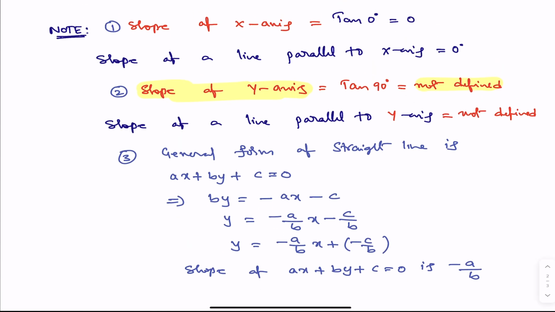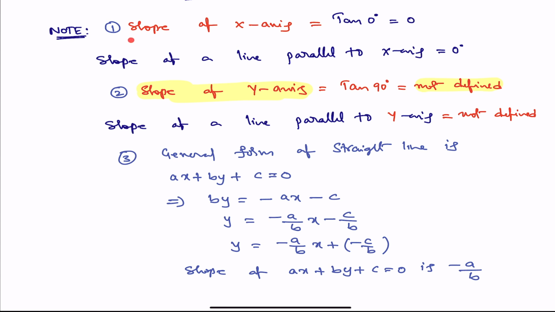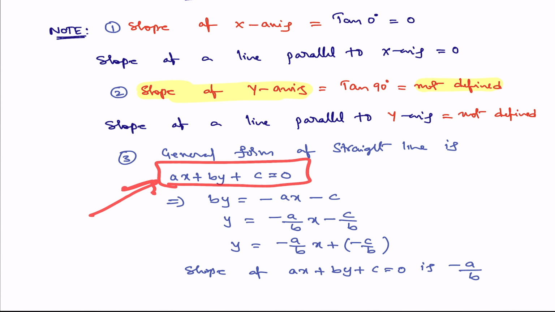So you learn 3 points. One is the slope of x-axis. What is the slope of x-axis? Tan 0 degree, that is 0. Slope of x-axis is 0. Slope of y-axis? Not defined. Slope of a line parallel to x-axis? 0. Slope of a line parallel to y-axis? Not defined. What is the general form of a straight line? Ax plus by plus c equal to 0. What is the slope of the general form of a straight line? Minus a by b.